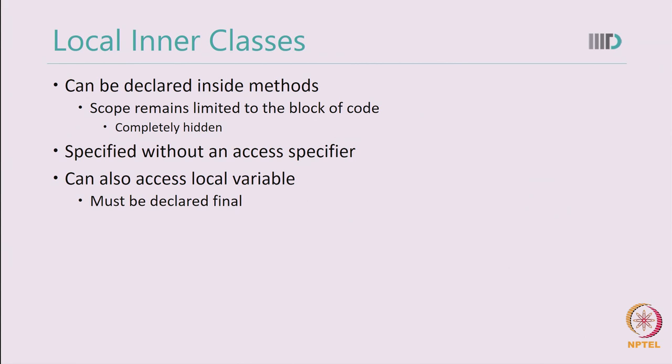A local inner class can be declared inside methods, and the scope of that inner class remains limited to that block of code, which is completely hidden from outside the block of code. An inner class can be specified without an access specifier, and it can also access local variables.